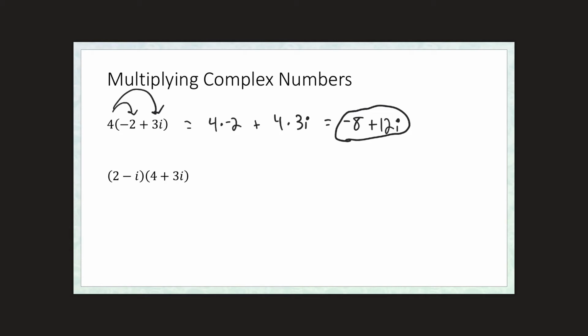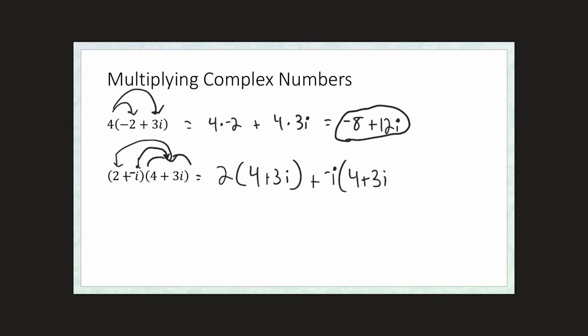Now we have two binomials being multiplied by each other, though. Here it's going to get a little bit more complicated, but we've done this before. I am going to take this 2 and multiply it by the entire second parenthesis. So 2 times 4 plus 3i. And this minus, I'll make it a plus negative. And then I will multiply the i times the entire second parenthesis. So plus negative i times 4 plus 3i.